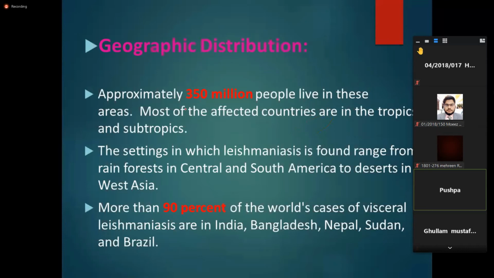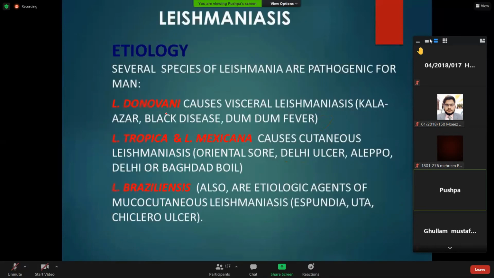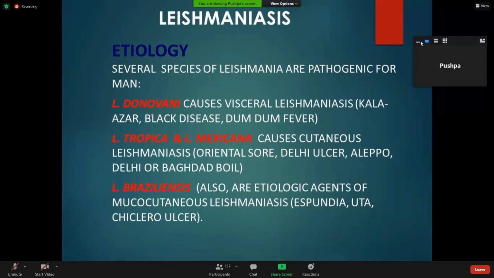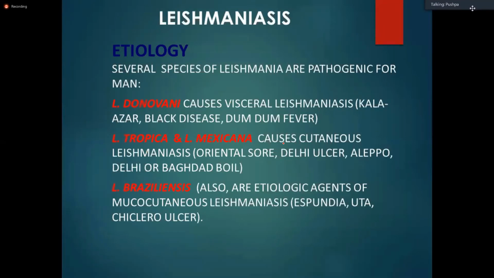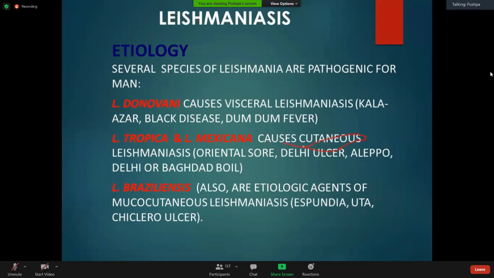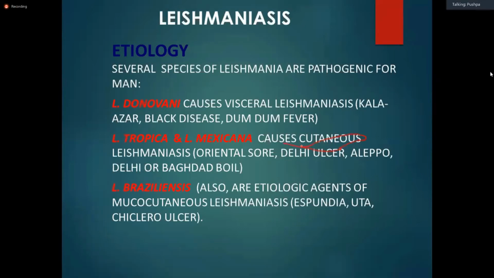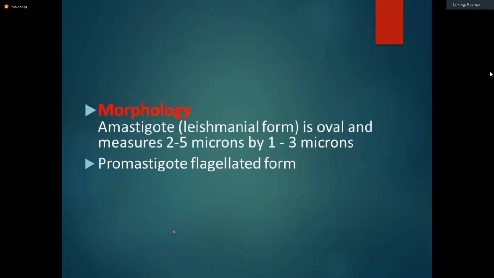Etiology, as we have discussed earlier: there are 4 types of organisms. Leishmania donovani causes visceral leishmaniasis. Tropica and mexicana cause cutaneous and mucocutaneous leishmaniasis. Morphology: 2 forms are available. Amastigote, just oval and measuring 2.5 microns by 1 to 3 microns, and promastigote, the flagellated form. So there are 2 forms.